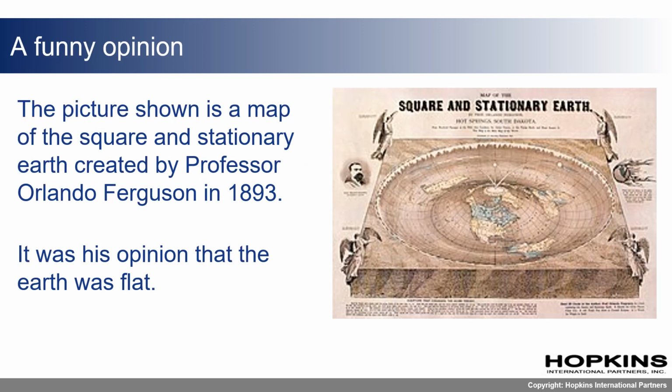The picture shown is a map of the square and stationary Earth created by Professor Orlando Ferguson in 1893. It was his opinion that the Earth was flat. This opinion is not true, as we have pictures now of Earth from space.